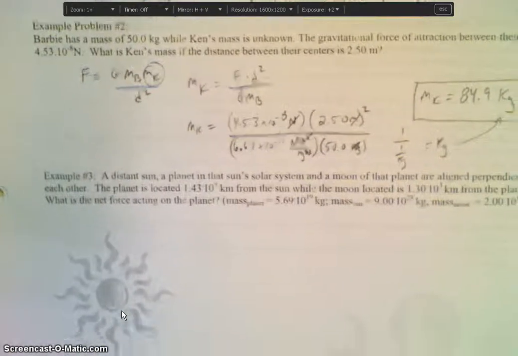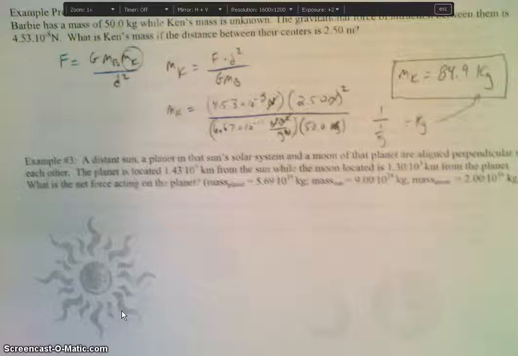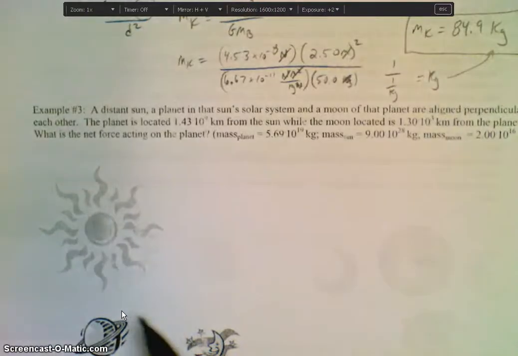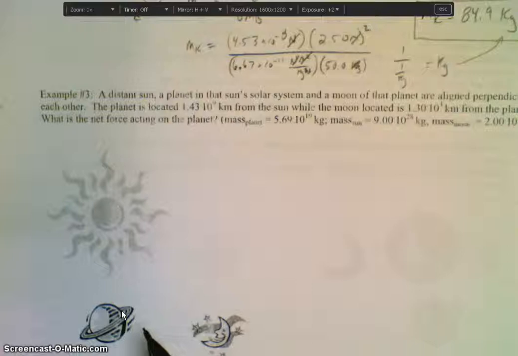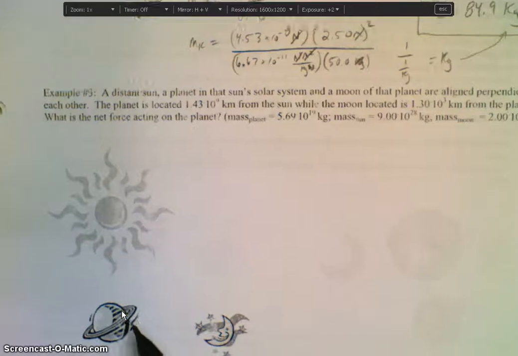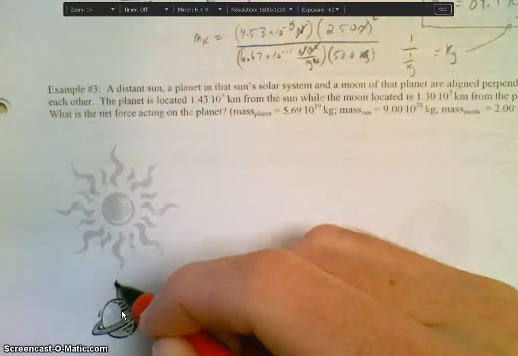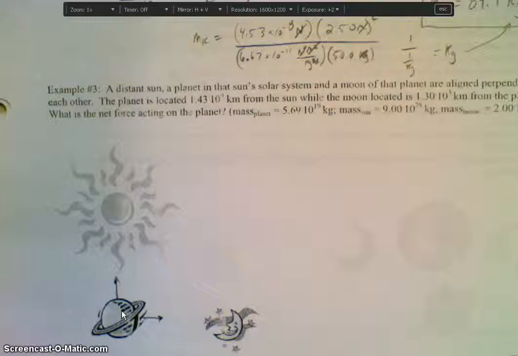Number 3 is a little bit more challenging. Number 3, we're going to have to find the forces that the sun is pulling on the Earth and that the moon is pulling on the Earth, or I guess it's a planet. And then we want to find the net force acting on the planet. So we're going to have a force this way and a force this way. So what is that going to look like?